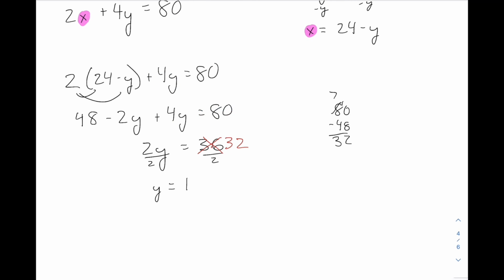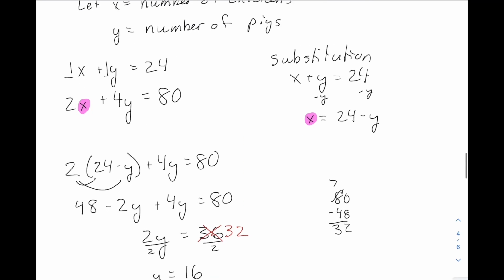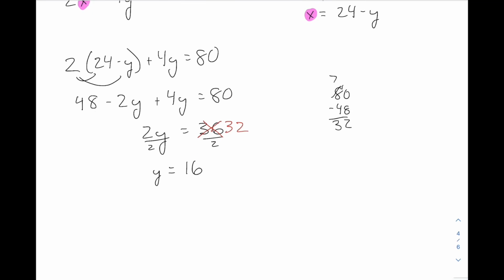All right, so 32 divided by 2 is 16. So I get y equals 16. What was y? y was the number of pigs. And then I know that x is 24 minus y. So x is 24, and I replace the y with 16. And x equals 8 chickens. So we get the same answer.